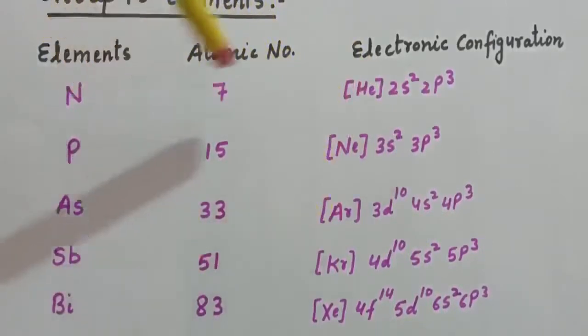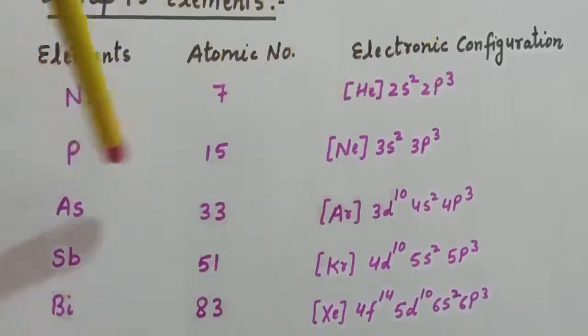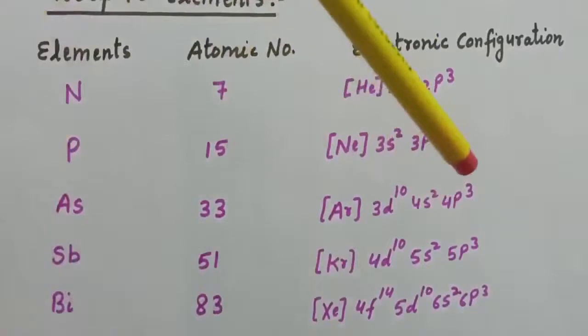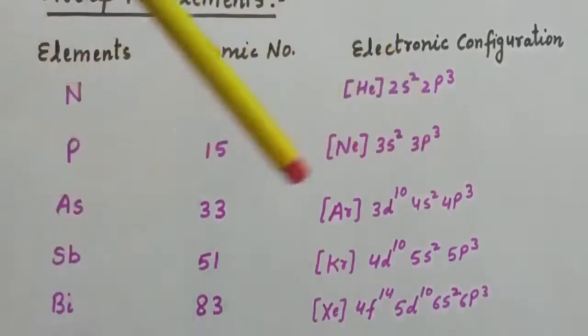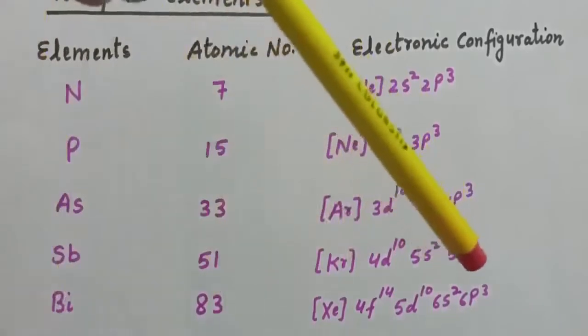For nitrogen, the outermost electronic configuration is 2s2 2p3. For phosphorus it is 3s2 3p3. For arsenic it is 4s2 4p3. For antimony it is 5s2 5p3, and for bismuth it is 6s2 6p3.